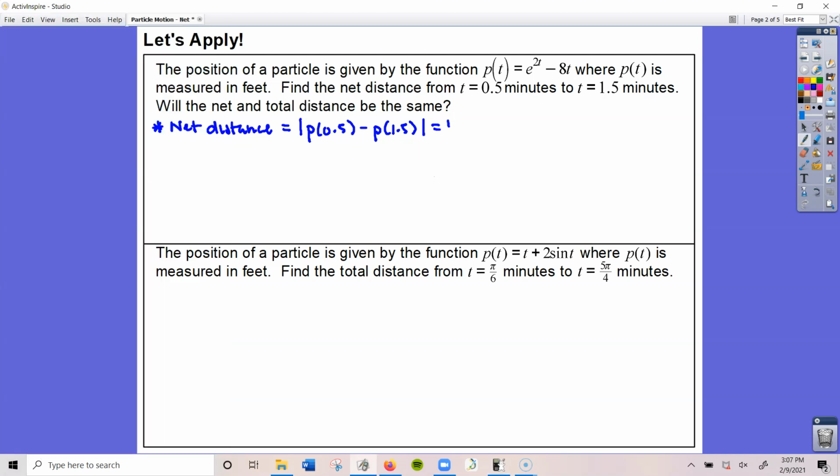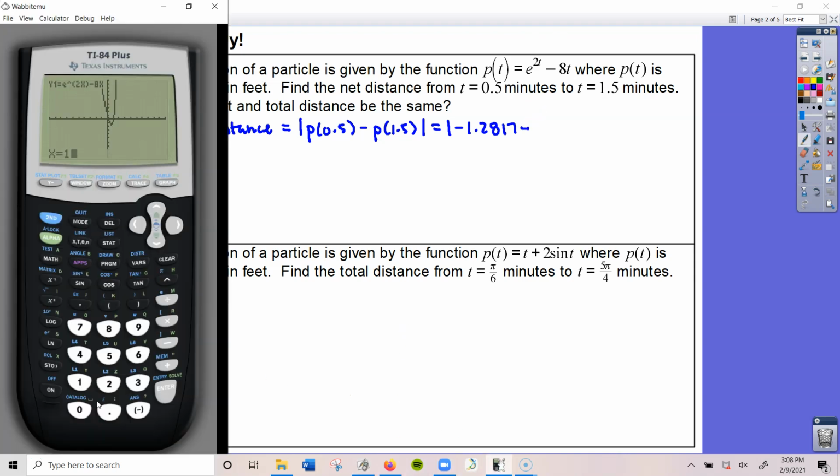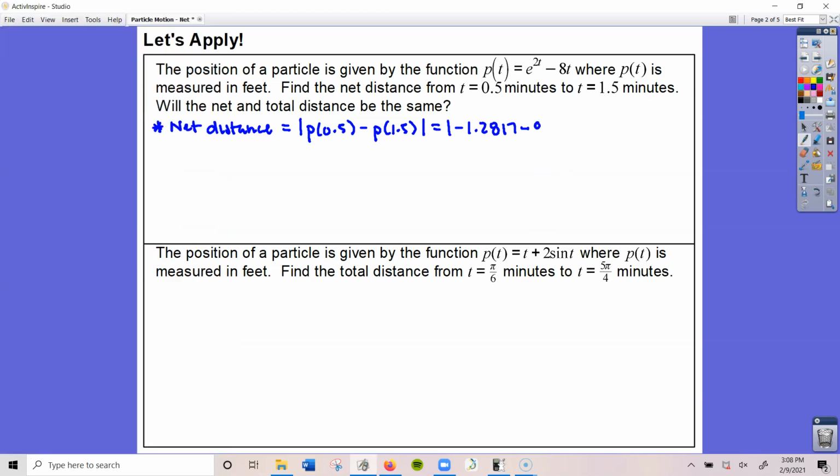Oops, just kidding. Negative 1.2817. That's what I had said, obviously. Okay, and now let's do p of 1.5. So 1.5, and we get 8.0855.